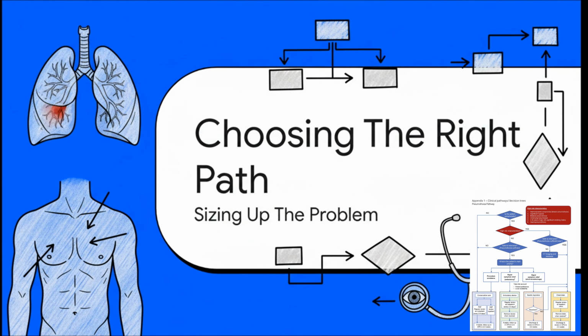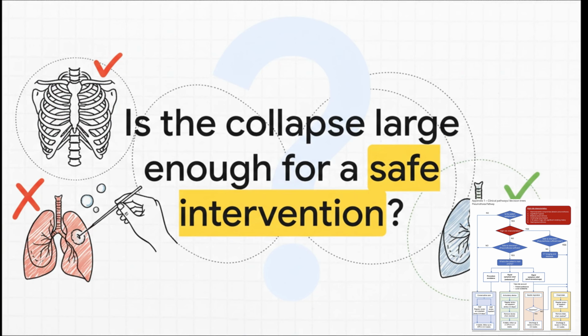Okay, so we've checked for symptoms, we've checked for risk factors. Now the flowchart brings us to the practical side of things. Before you do anything, you have to know what you're physically working with. Now, this might sound a little strange at first. You'd think if a patient is high risk, you just jump in and fix it, right? But you can't. You have to ask, is the pocket of air actually big enough to aim for safely? If you try to stick a needle or a tube into a really small air pocket, you could end up puncturing the lung itself, making things way worse.